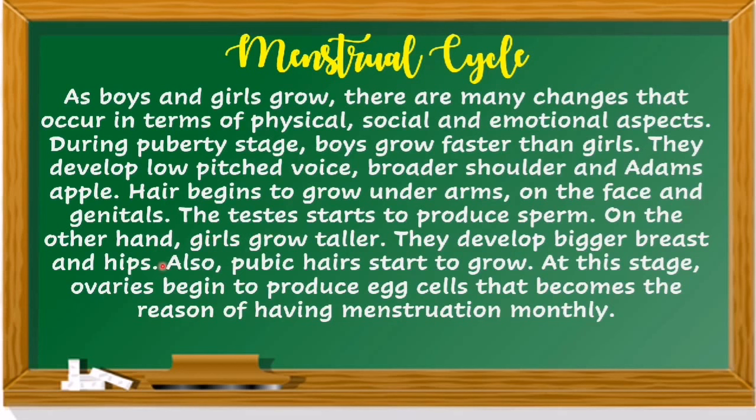On the other hand, girls grow taller. They develop bigger breasts and hips. Also, pubic hairs start to grow. At this stage, ovaries begin to produce egg cells that become the reason of having menstruation monthly.